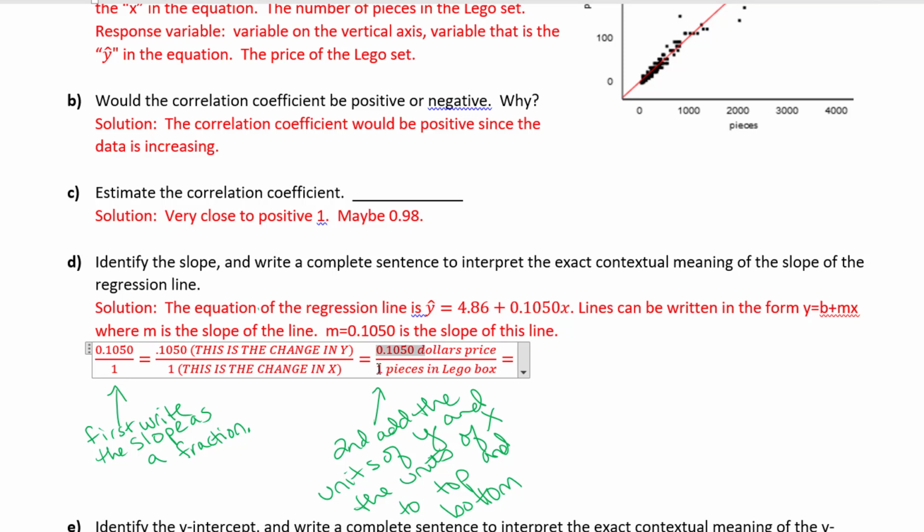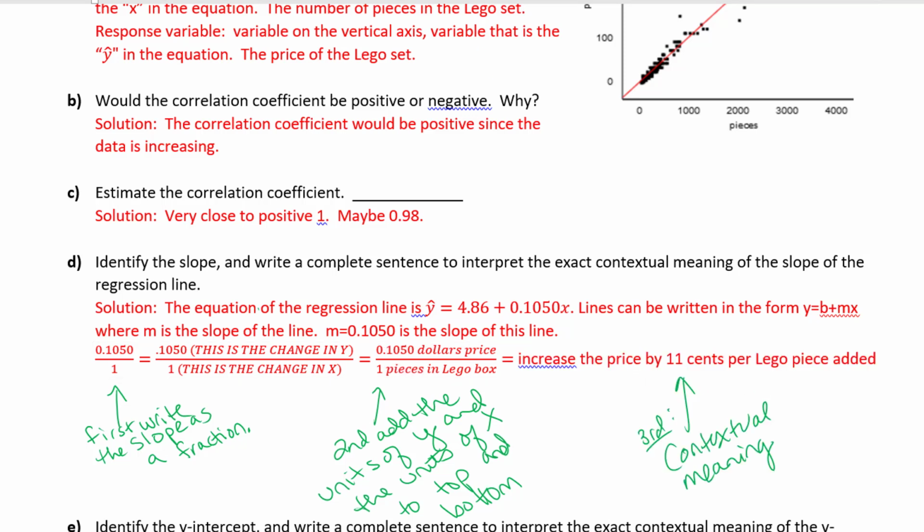Putting that in context, it's saying if you increase the number of pieces in the Lego box by 1, you will increase the price of the Lego box by $0.1050. What does that really mean? $0.1050 is about $0.11, which is basically 11 cents. Increase by 1 piece, increase the price by 11 cents. So the contextual meaning is that every time you add a piece to a Lego box, you'll increase the price of the Lego box by 11 cents. You increase the price by 11 cents per Lego piece added.